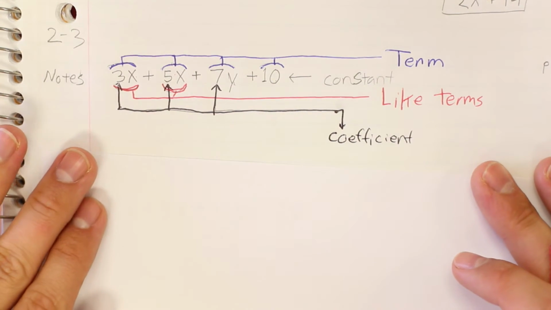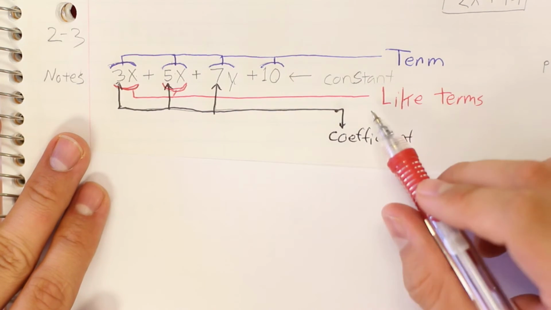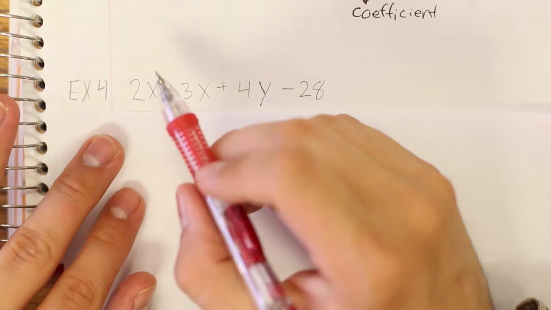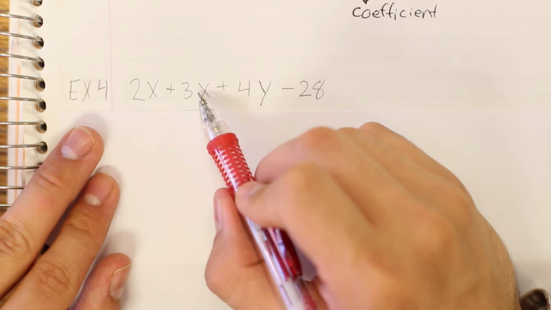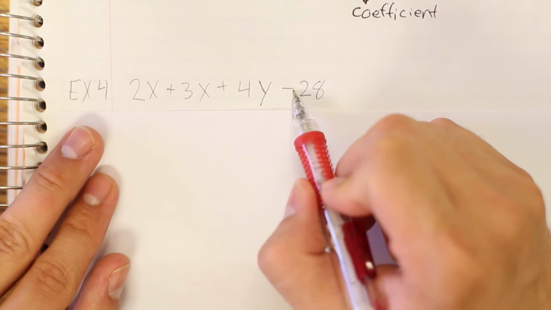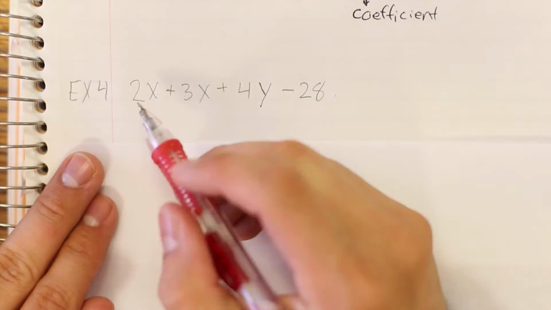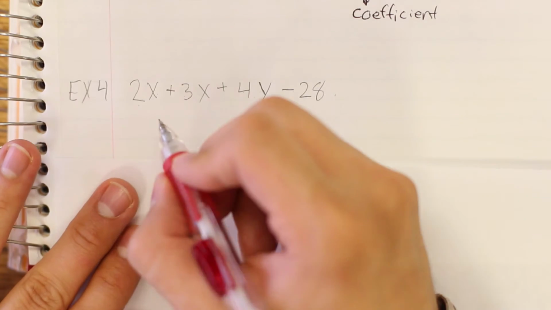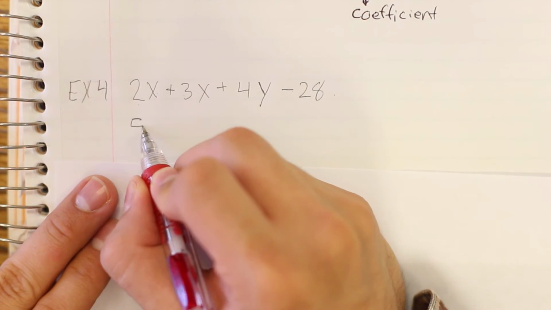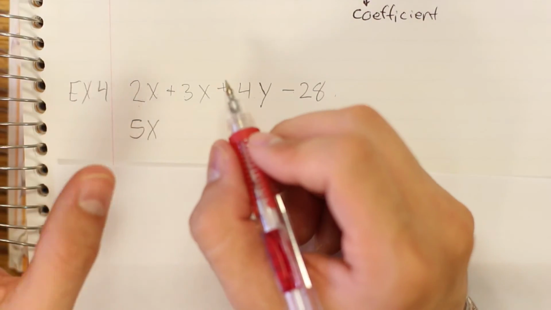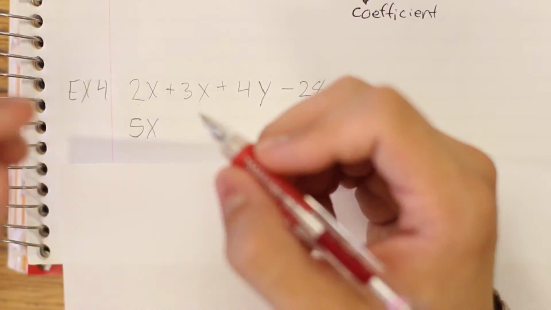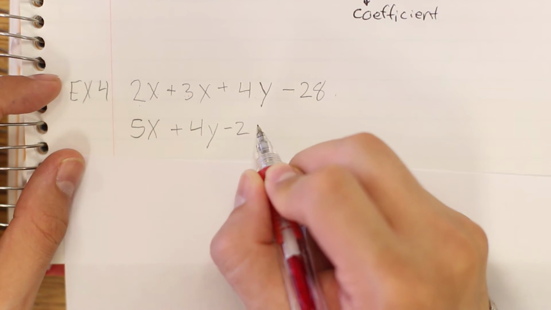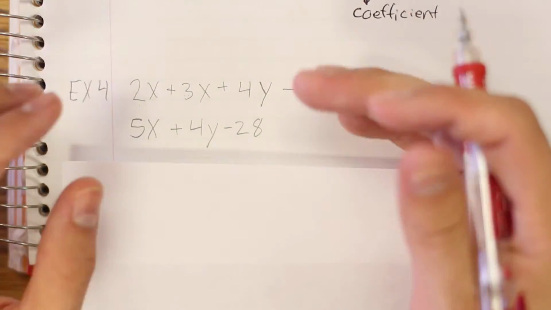Let's take a look at what this now looks like. We're going to explore this idea of like terms. So let's look at this example. Similar to the one we have above, we have 2x plus 3x plus 4y minus 28. I already told you that because both of these have x's, just like the example above, they're like terms. You can add them together. So you end up with 2 plus 3 gets you 5x. You don't add necessarily x's. You just say, I got 2 x's, I have 3 x's, I add them together, I have 5 x's. Plus 4y minus 28.